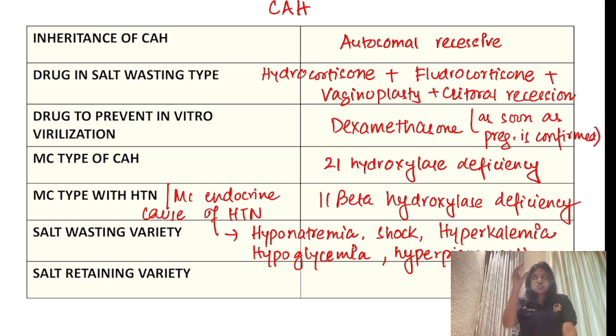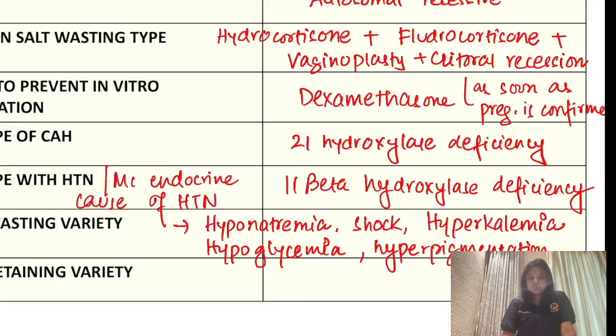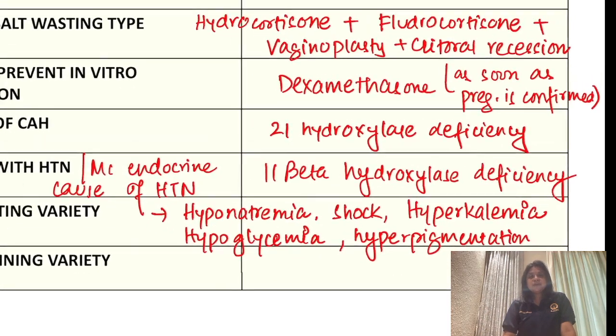So have you understood the feedback thing? That is, there is a cortisol deficiency, there is a mineralocorticoid deficiency, which is not giving a negative feedback loop. That is why there is increased secretion of ACTH. Because of increased ACTH, there is increased POMC, and because of increased POMC, we are going to have hyperpigmentation.